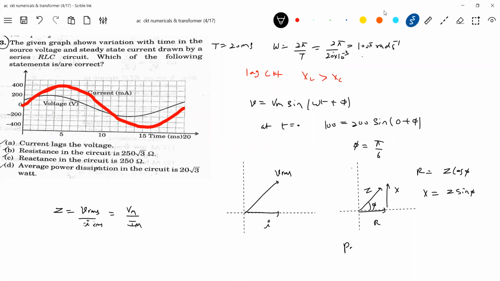And after this, what is the average power dissipated? It should be equal to VRMS, IRMS, cos phi, any of the formulas. From the graph also it can be asked here. Be careful. Only reactance we are able to tell, how much value of L and C, not separately.